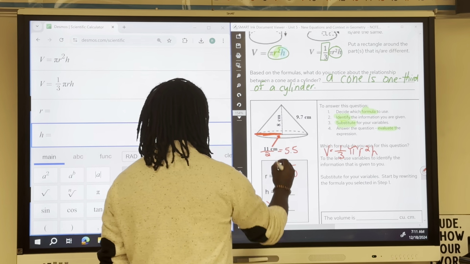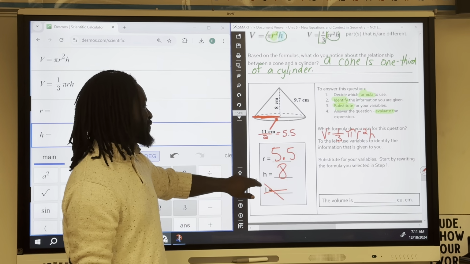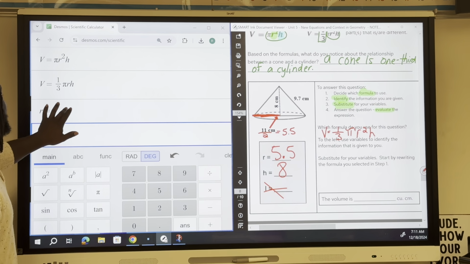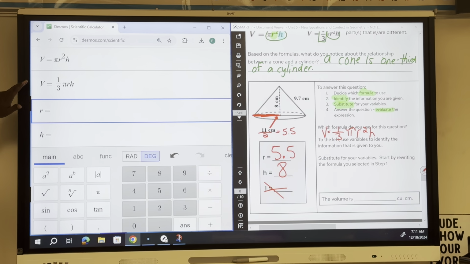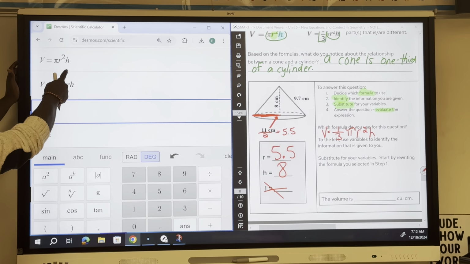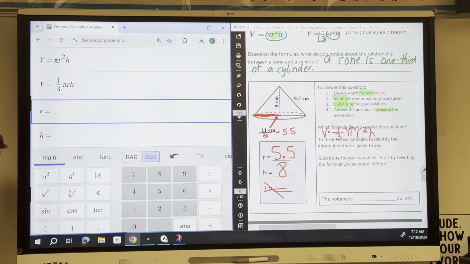All right, so the height is 8 centimeters. And then, friends, once I have determined it, I just substitute it in. I'm going to plug it in over here to my Desmos. I've already set this in. But again, I want you to see, you can just type the formula in and then tell it what R equals and then tell it what H equals.